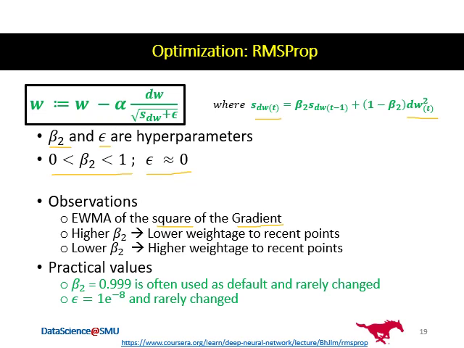For practical purposes, beta 2 value is typically 0.99 or 0.999, and these are default values that come in many of the frameworks, and typically these are not changed to improve the algorithm. These values work fairly well. And similarly, epsilon's default value is 1e minus 8, and again rarely changed to improve the algorithm.